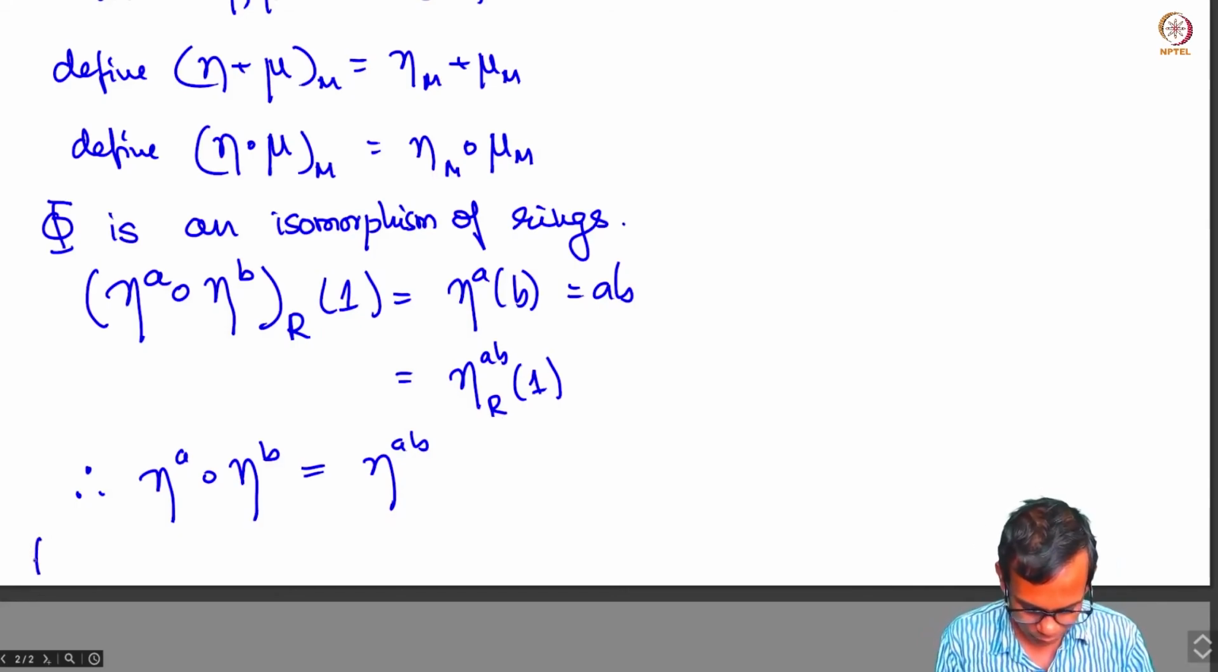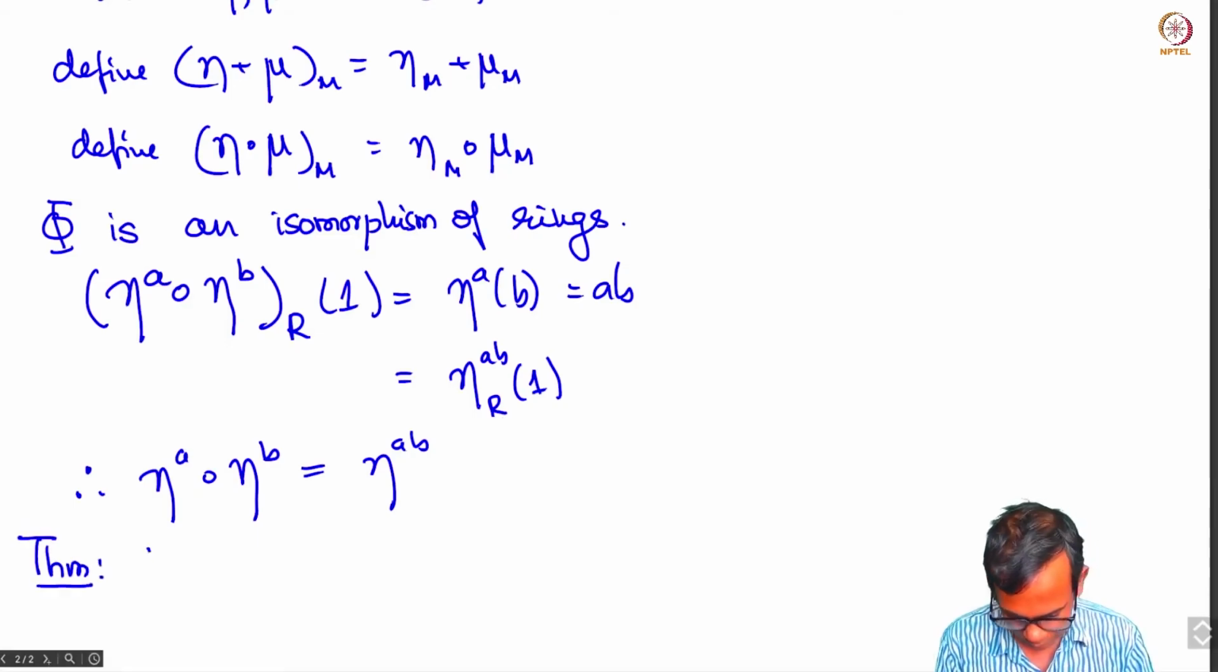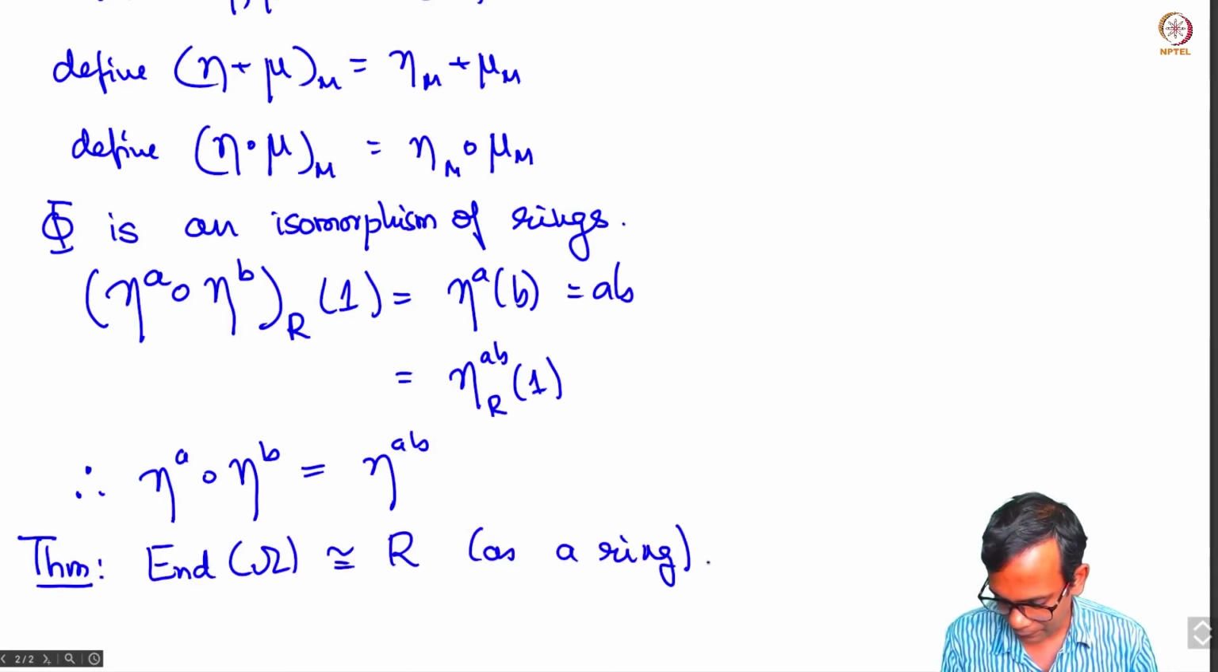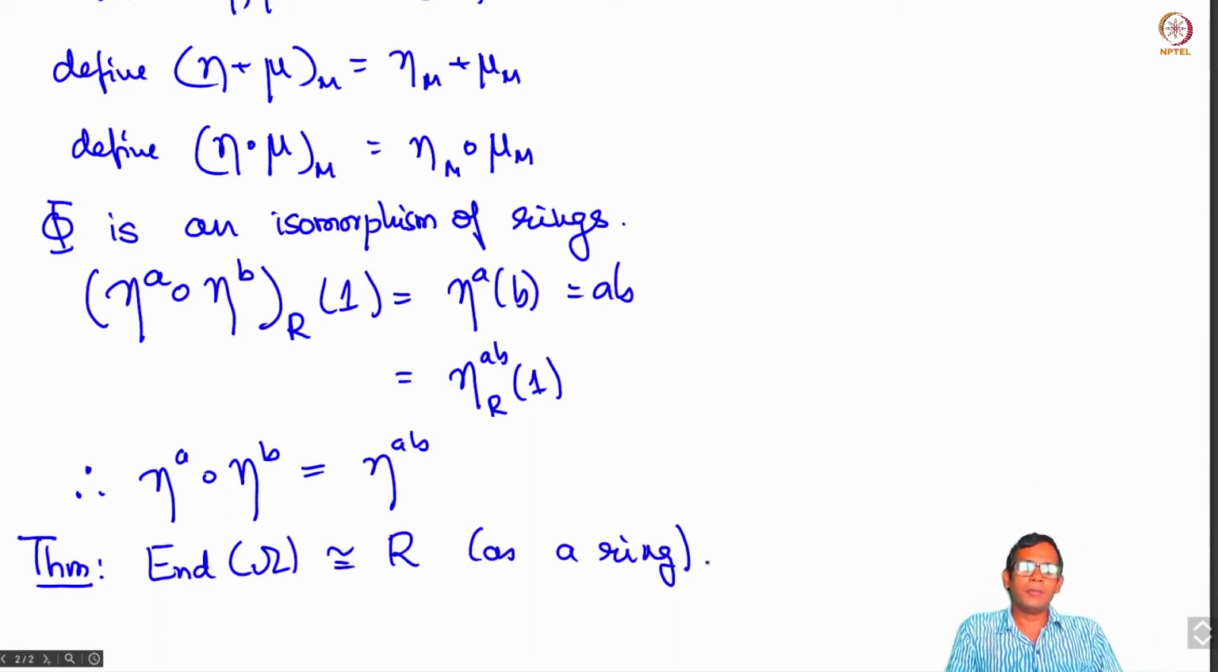And so finally what we have is the following theorem: End(omega) is isomorphic to R as a ring. Now this is a remarkable observation, because what it says is that you just start with the category of R modules, and from that category you can recover the ring R itself. So in some sense the ring comes from the category. So if two categories of R modules are isomorphic, then the underlying rings are also isomorphic.